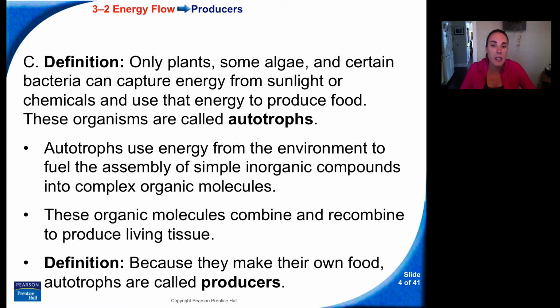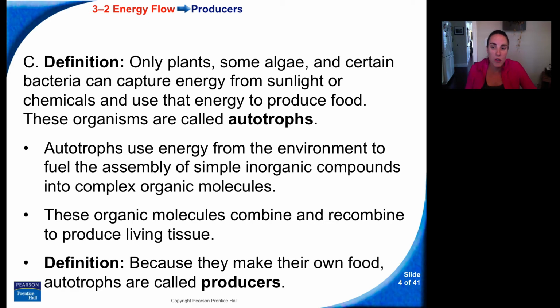So only plants, some algae, and certain bacteria can capture energy from sunlight or chemicals and use that energy to produce food. These organisms are called autotrophs. I think automatically make their own food. So they can automatically make their own food. They can just get the energy from the sunlight.